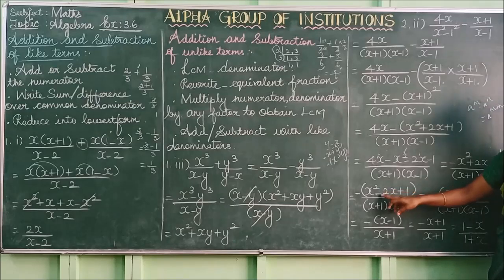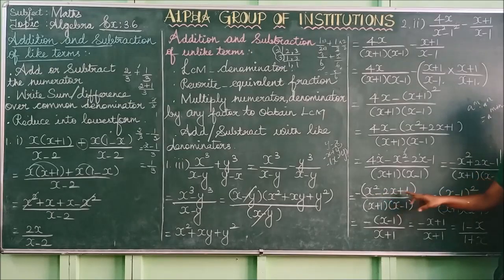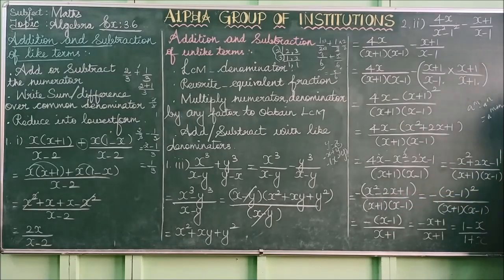Then this is in the form of a squared minus 2ab plus b squared. What is the formula for a squared minus 2ab plus b squared? a minus b whole square. So what is our a? a is x, b is 1. So x minus 1 the whole square. Then for the powers, you know another formula: a power m divided by a power n is equal to a power m minus n.